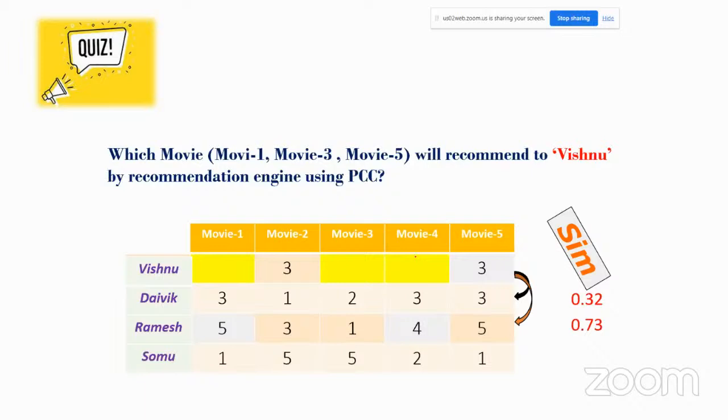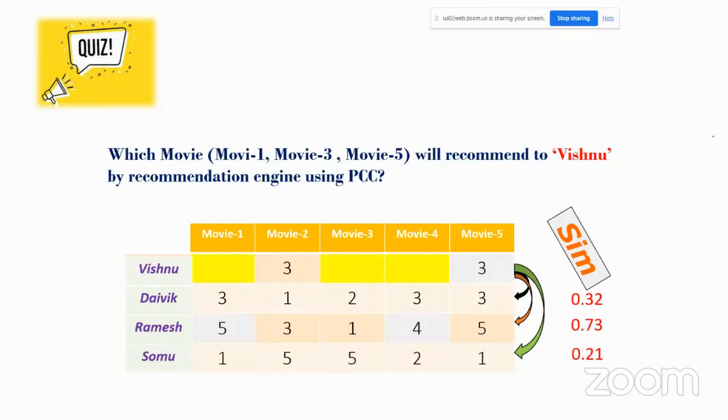And we know how to calculate. I've given the formula followed by calculation in previous slides also. So after calculation, directly I'm giving the value of the PCC, that is called Pearson correlation coefficient similarity measure. And Vishnu to Somu, the similarity is 0.21, 21%.